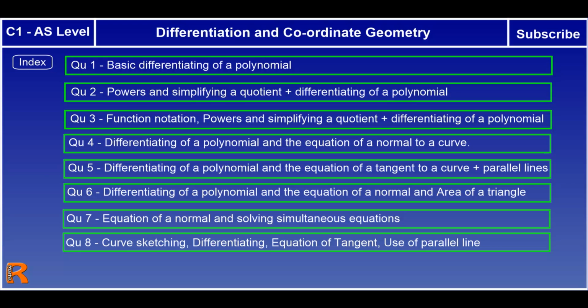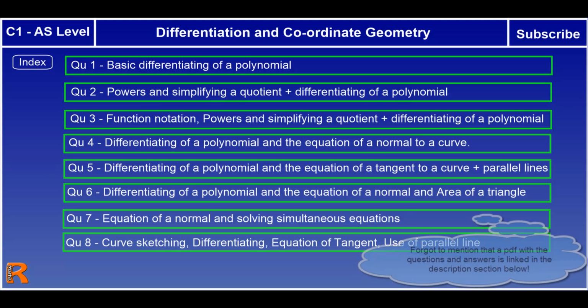Hello, welcome to a video on differentiation and coordinate geometry. This is meant for first year A-level, AS level, C1 exams. These are all past exam paper questions.